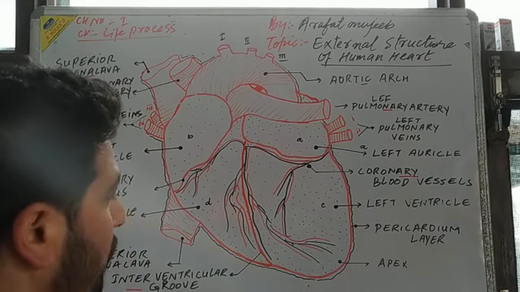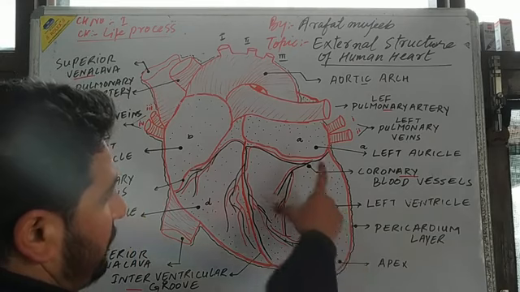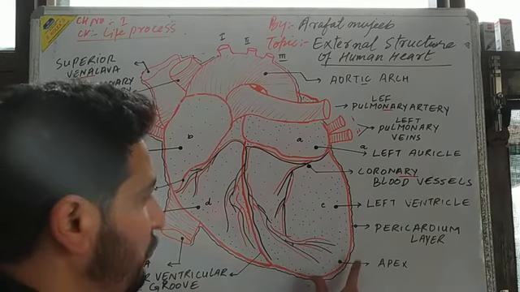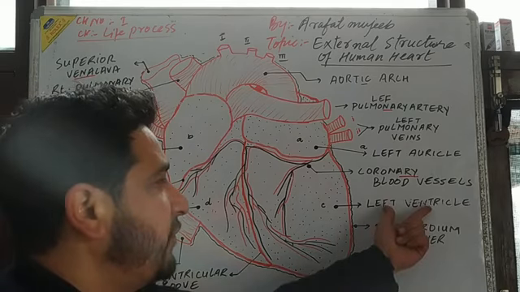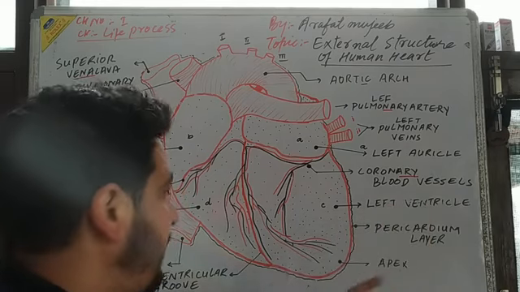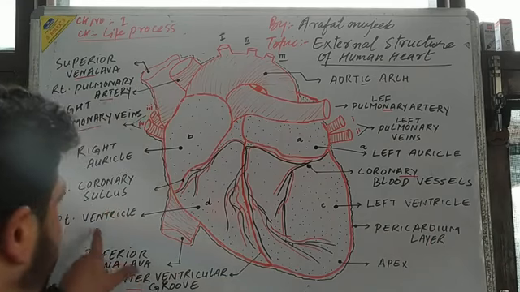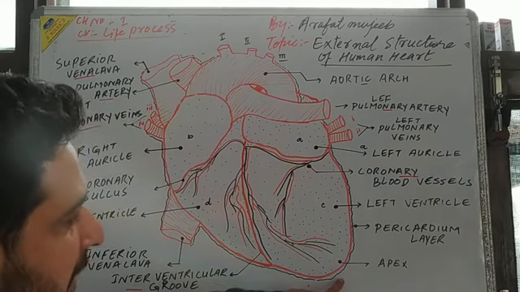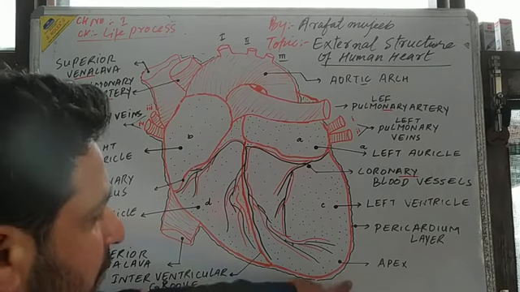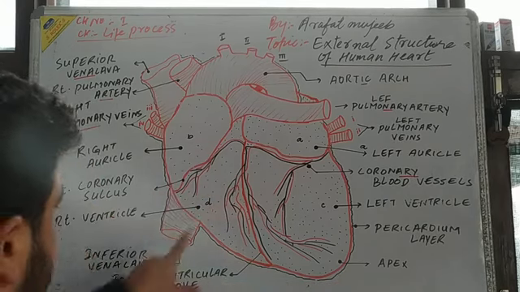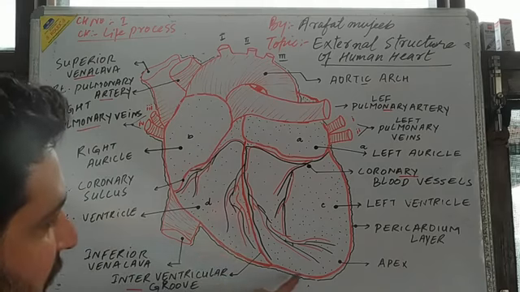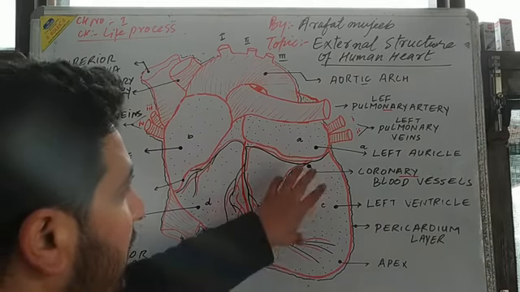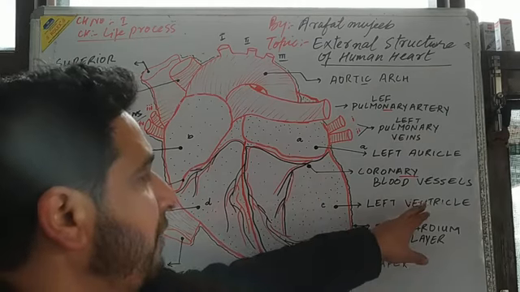Now this is known as the apex of the heart. Actually, it is the apex of the left ventricle. Here you see the right ventricle does not reach the base of the heart. If we talk about the base part of the heart, the right ventricle does not reach here. Only the apex of the heart belongs to the left ventricle.